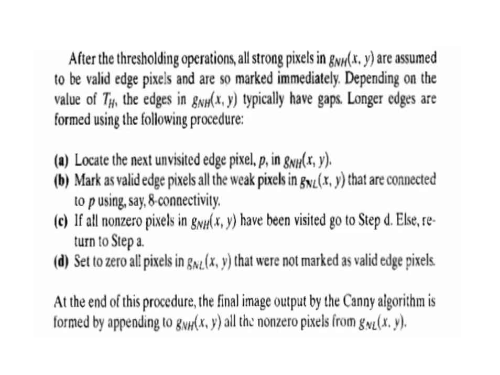Summarizing, the Canny edge detection algorithm consists of some basic steps. The first one is to smooth the input image with a Gaussian filter. The second is to compute the gradient magnitude and angle images. The third is to apply non-maxima suppression to the gradient magnitude image. The fourth is to use double thresholding and connectivity analysis to detect and link the edges. These are the basic steps used in the Canny edge detection algorithm.